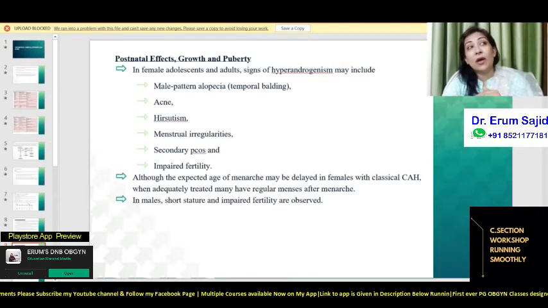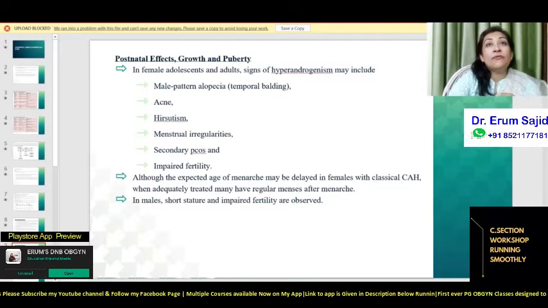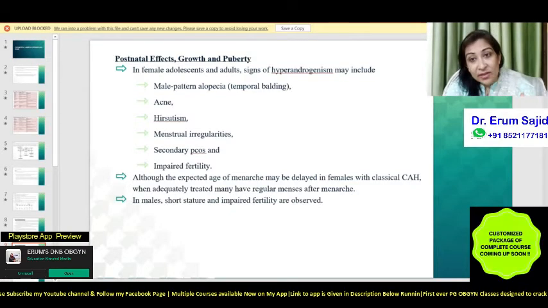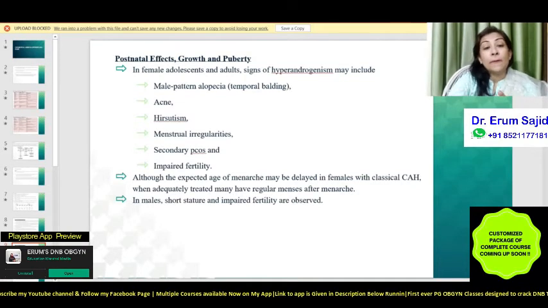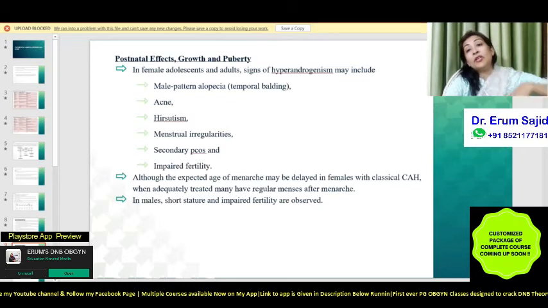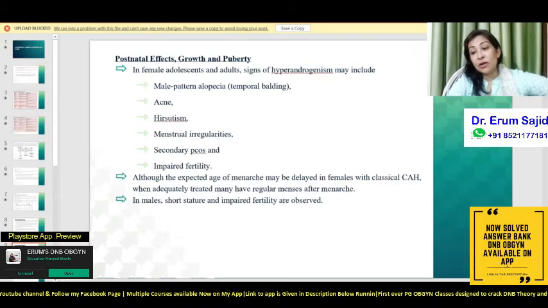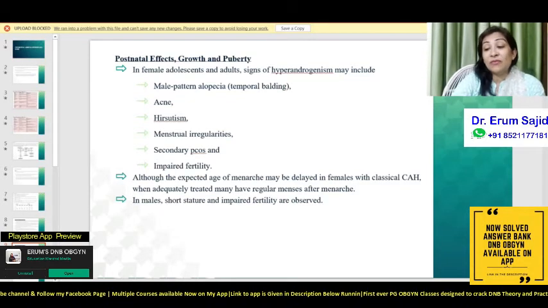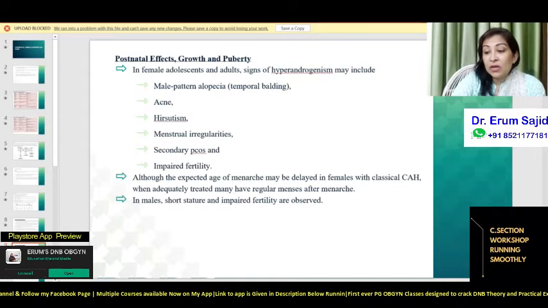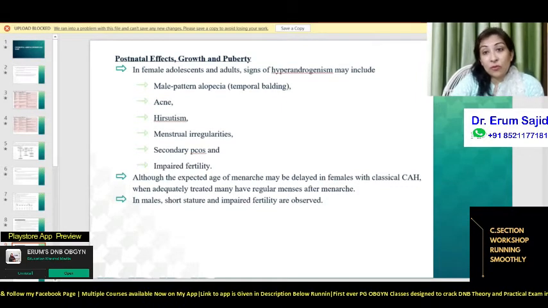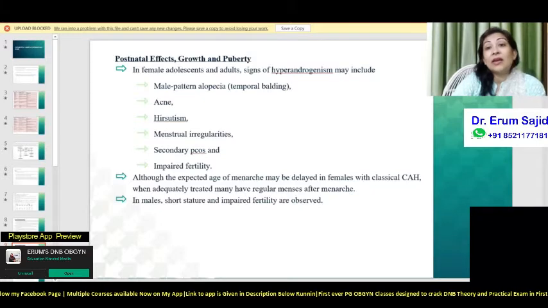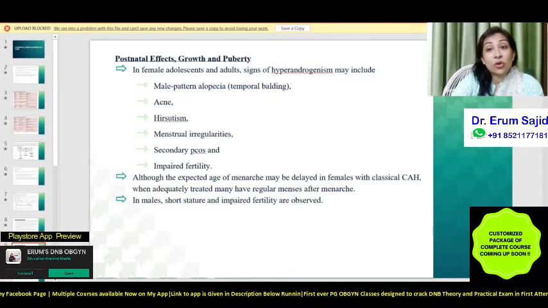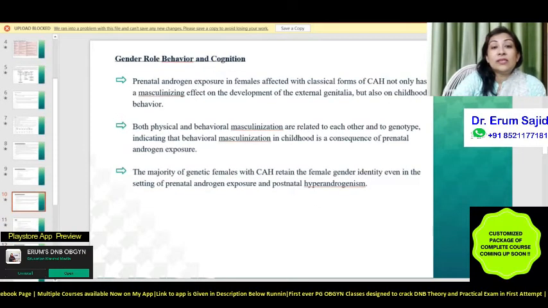These are all different mosaic forms, let's say, or different permutation combinations of CAH. It can manifest in different forms, because there are so many enzymes involved in cortisol synthesis that anything at any point can be wrong. It could be a mixture of things as well. So this is the reason.